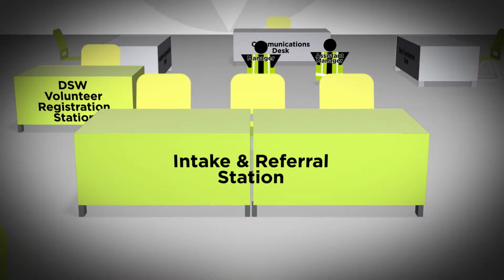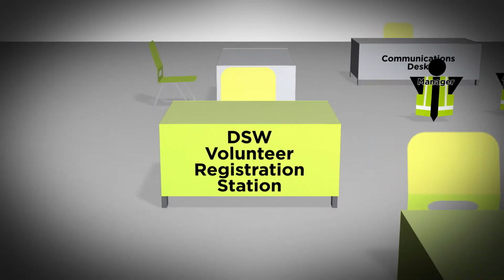Volunteers who are referred to a position with a government agency proceed to the station for disaster service worker volunteer registration. Disaster service worker is a person that has been sworn in by the local jurisdiction to work in a disaster and only doing what they've been trained to do. Not anyone can be a disaster service worker.